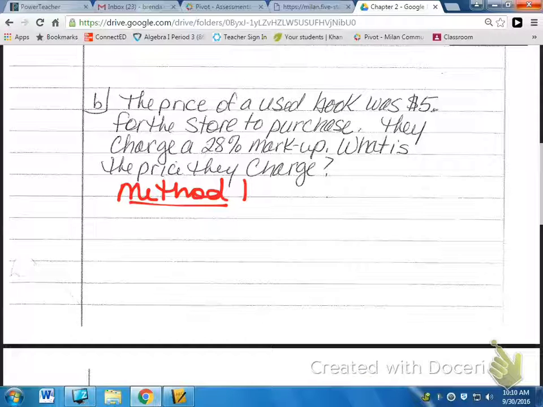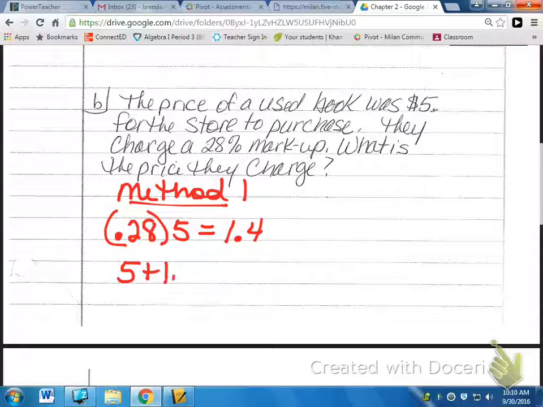So first of all, what I would do in method one would be 28% or 0.28 times the $5. That gives me a 1.4, which really means $1.40. That's their amount of markup. So you would take 5 plus the $1.40, and what they would charge would be $6.40. That's method one. And that's probably the way that if you had to do this problem on your own before I talked about it too much, that's probably what you would have done.